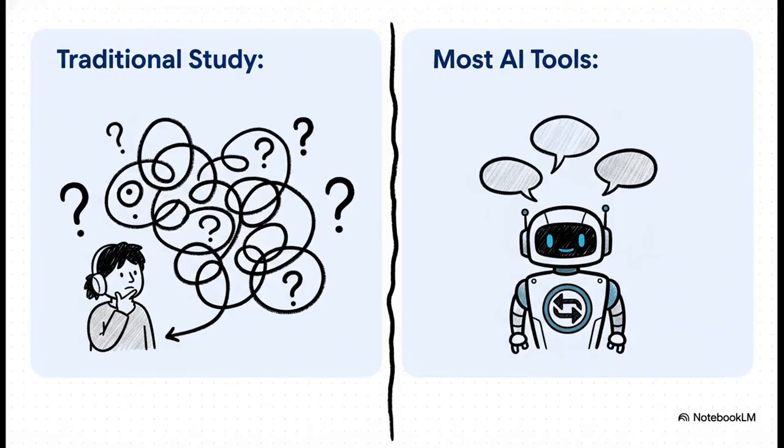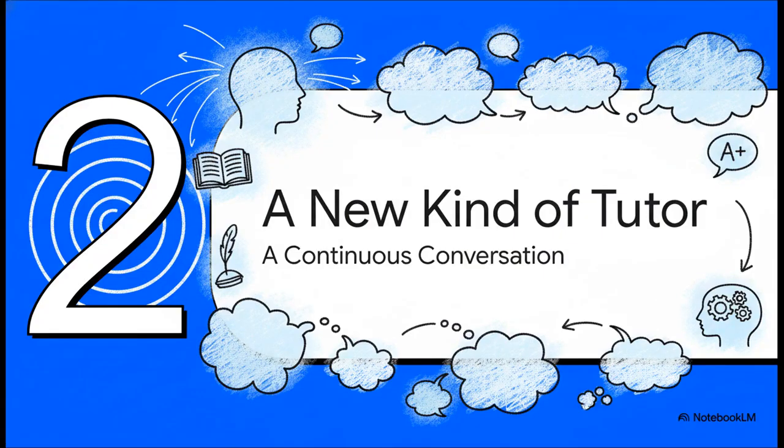On the one hand, you've got traditional studying, which can feel a little directionless. It's hard to get that targeted feedback. And on the other hand, you have most AI tools, which, and this is the key, have amnesia. They treat every single chat like it's the first one, which means you can never build on what you learned yesterday.